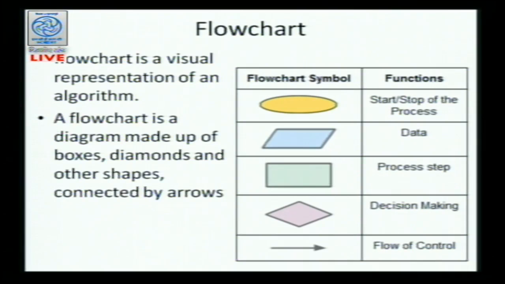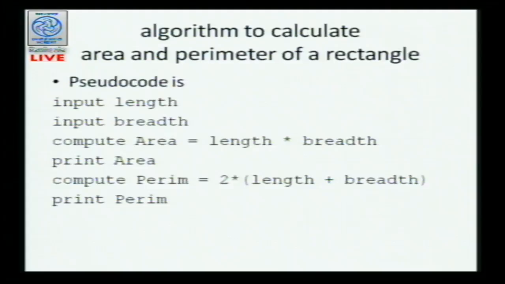Then another aspect of representation is called pseudocode. Pseudo means false, so pseudocode is something not real code, right. Let me show you an example. As you can see on my computer screen, I want to write an algorithm to calculate the area and perimeter of a rectangle. The pseudocode we have written here is that we input two parameters to the computer, length and breadth, then we calculate area using the mathematical formula and perimeter using the other formula, and we print it, right.